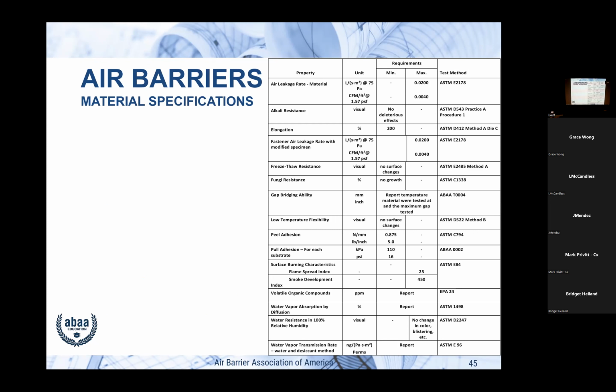So why would we say report? Because that's so important, right? Water vapor transmission rate of materials. We want to know if it's a class 1, class 2, class 3. So why don't we say all of them have to be at least class 3?